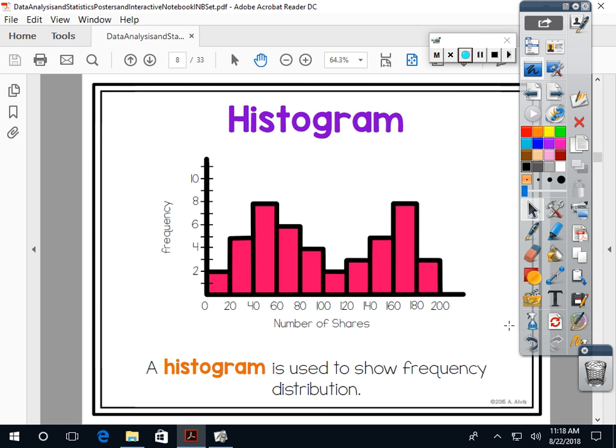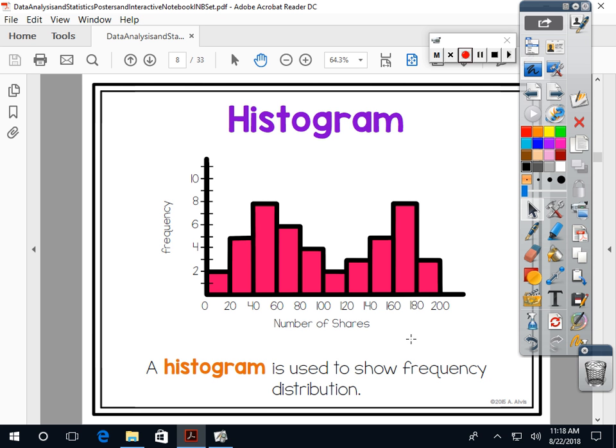it's saying, like, if this is age, well, this says number of shares. I'm not really sure what kind of shares they're talking about. But it's saying between 0 and 20, there were 2 people that said they had between 0 and 20 shares. Okay, and then 5 people said that they had between 20 and 40 shares. Maybe shares of stock, or shares on social media. I'm not sure exactly what they're talking about here.